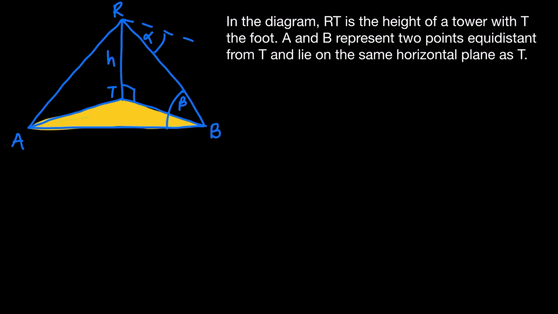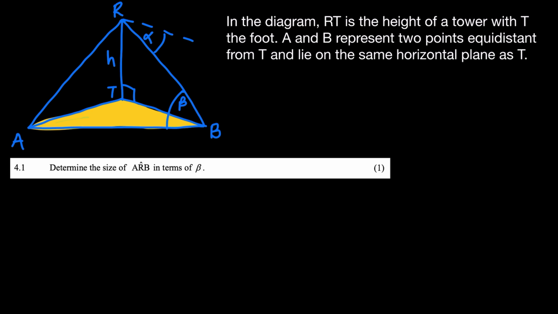Let's take a look at this question. We've been given the diagram on the left with the following information. In the diagram, RT is the height of a tower with T the foot. A and B represent 2 points equidistant from T and lie on the same horizontal plane as T. We've been given the following question.